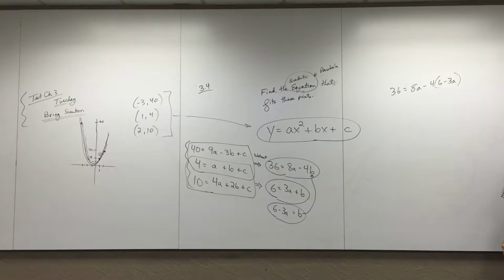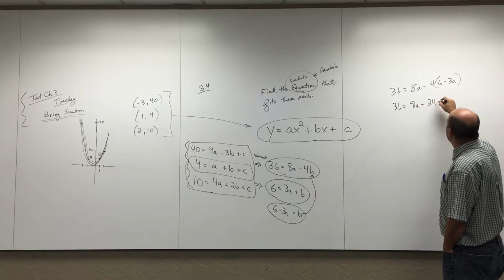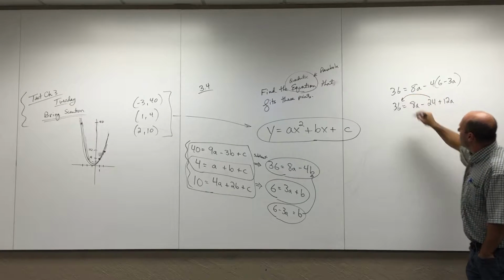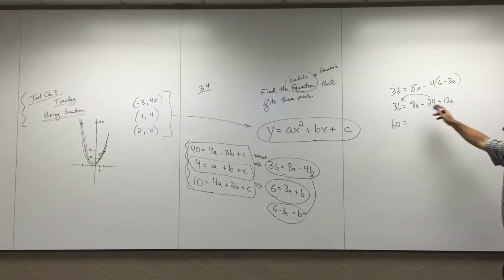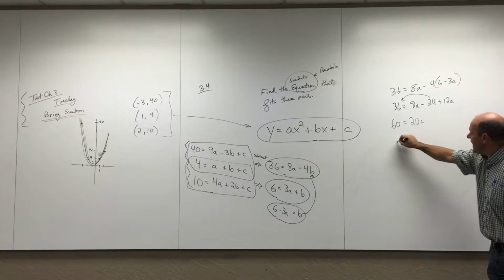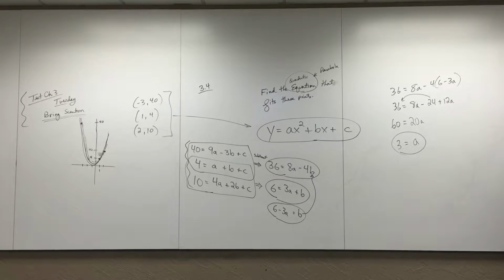All right, we're making progress. I can get a now. 36 equals 8a minus 24 plus 12a. Let's add the 24 over. When I add the 24 over, that's 60. When I add these a's together, that's 20a. When you divide by 20, we just found out that a is 3. Woohoo! I'm not sure if you're with me or ahead of me, but you guys okay? Any questions? I just found that a is 3.